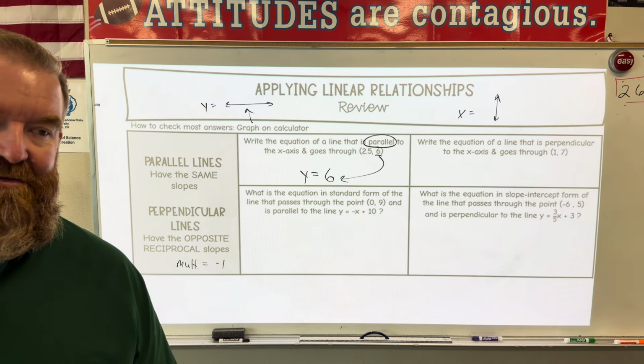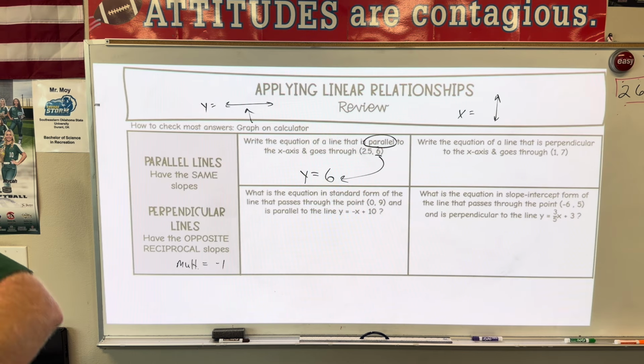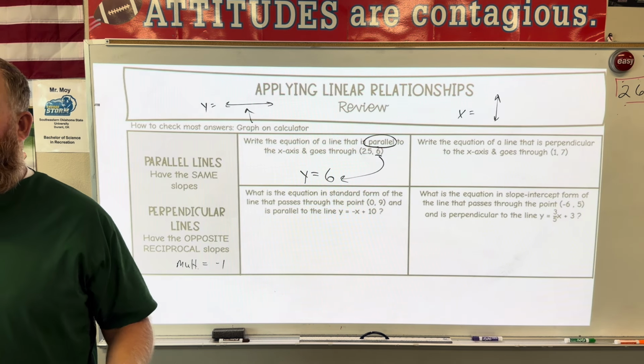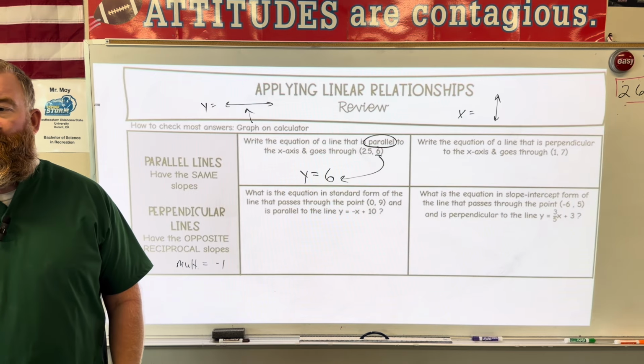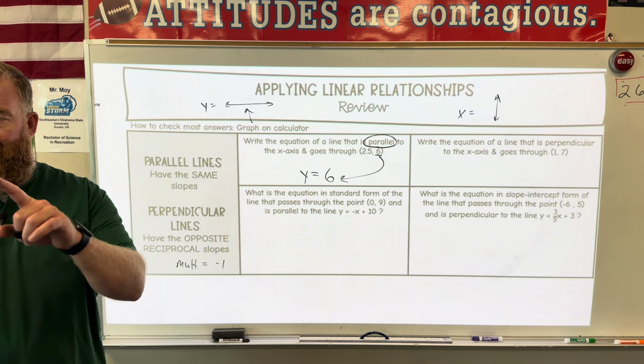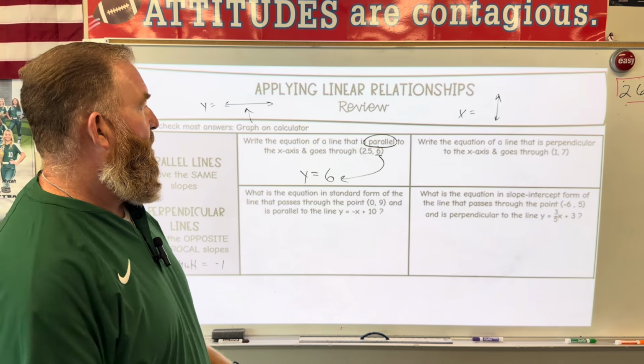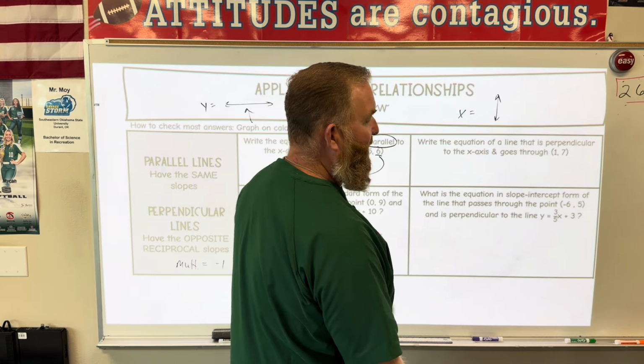It's parallel to the x-axis, so it's still the x-axis. If you were to take your Desmos and type in y equals 4, if you go to the y equals and just put a 4 there and hit graph, it'll be sideways. Write an equation of a line that is perpendicular to the x-axis.